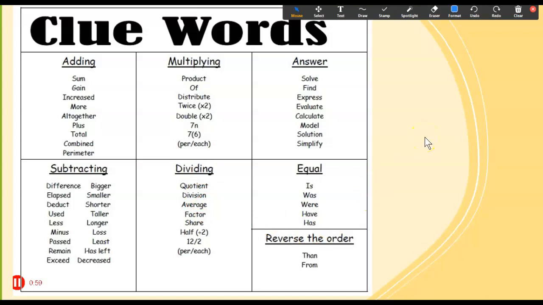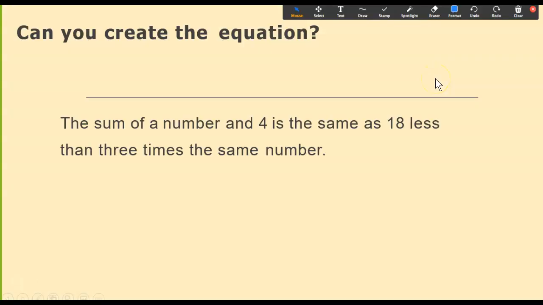All right, so now let's look at the first example. You do not have to write the word problem, but where we write and we start building these, that's what I want you to write in practice, okay? So the sum of a number and 4 is the same as 18 less than 3 times the same number. Whew, that's wordy, isn't it? I think it's super wordy.